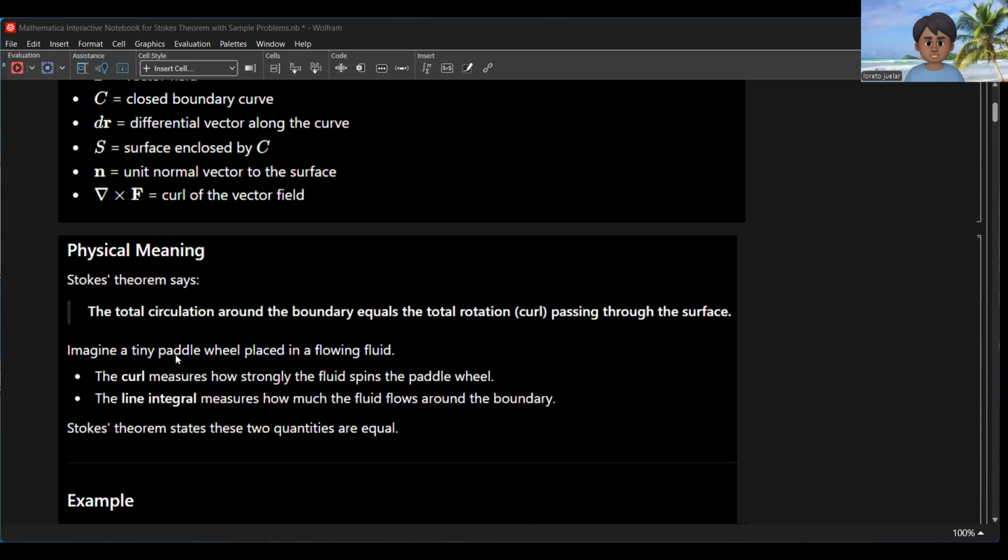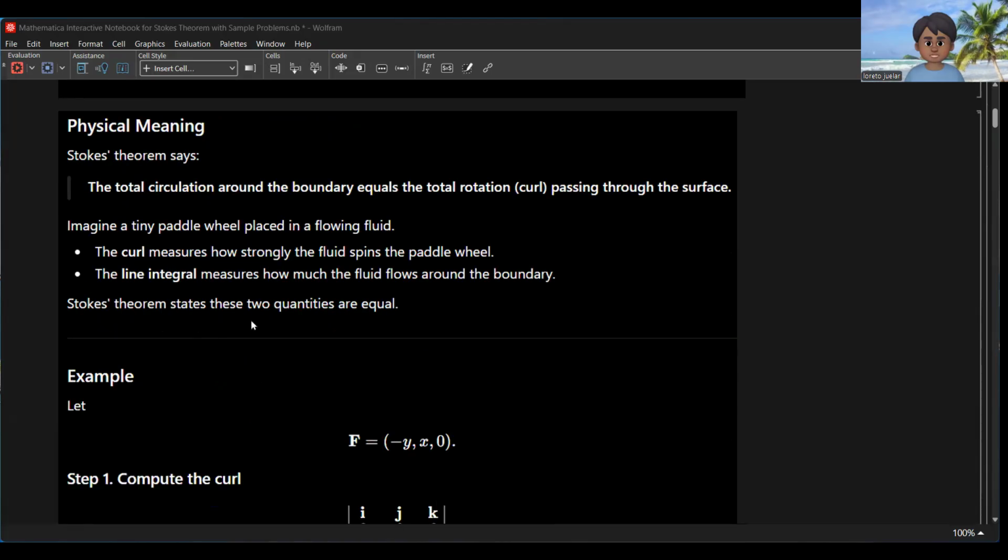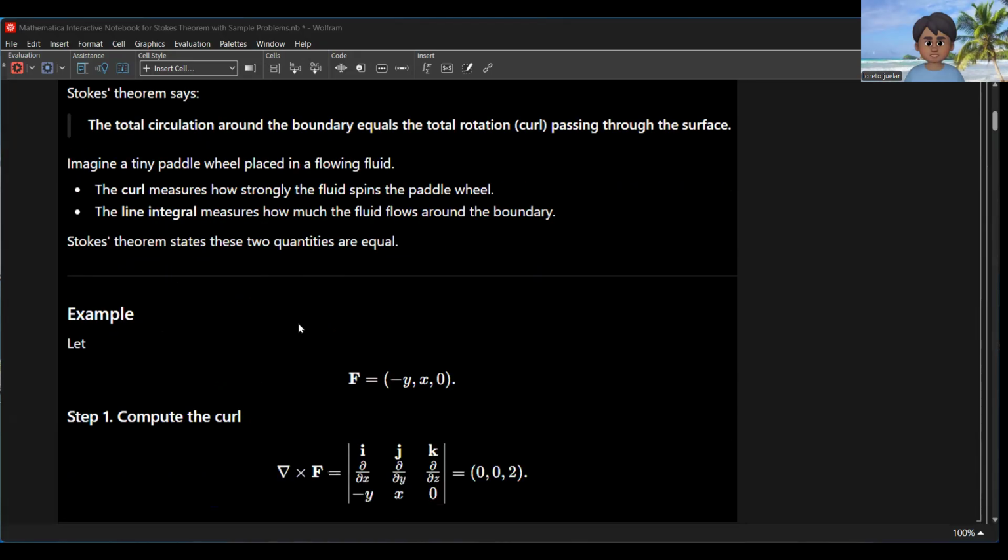The physical meaning of the Stokes theorem: the total circulation around the boundary equals the total rotation passing through the surface. So imagine a tiny paddle wheel placed in a flowing fluid. The curl measures how strongly the fluid spins the paddle wheel, and the line integral measures how much the fluid flows around the boundary. Stokes theorem states that these two quantities are equal.